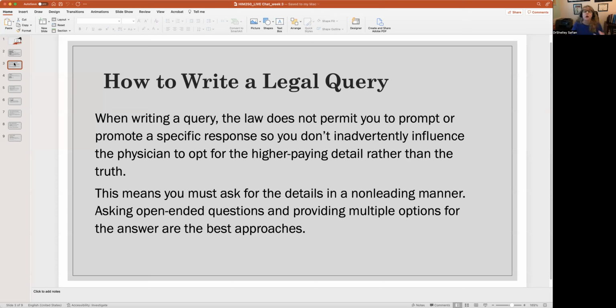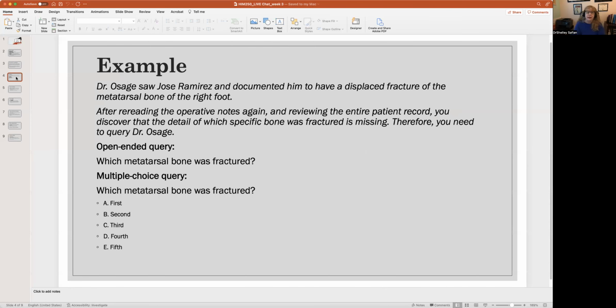And even if you do know what the answer should be, you have to make sure you ask questions in a non-leading manner. Use open-ended questions, and I find the easiest way to do this is to provide a multiple choice question for the physician. You can use fill in the blank. That's fine as long as you don't lead. So let's look at some examples.